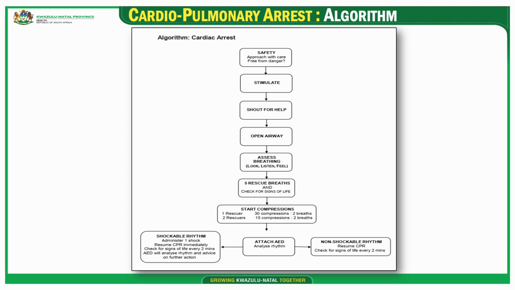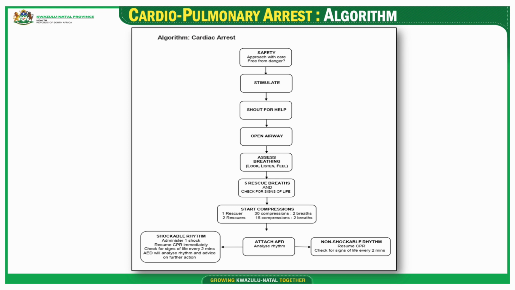So let's recap our algorithm. We're going to look at our SSS: safety, stimulate, and shout for help. We're going to do our ABCs. A, open airway. B, assess for breathing. Look, listen, and feel. And if there's no breathing, we want to give 5 rescue breaths. And while we give those 5 rescue breaths, we check for any signs of life, which is coughing, crying, spontaneous movements. If none of that is present, I want to start compressions.